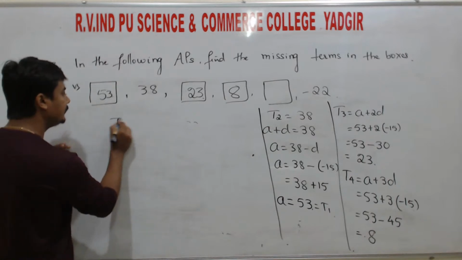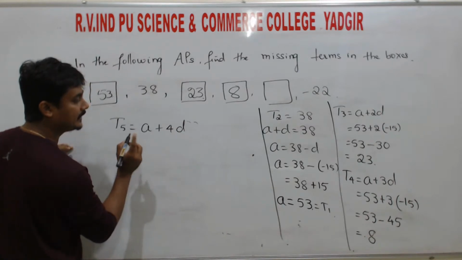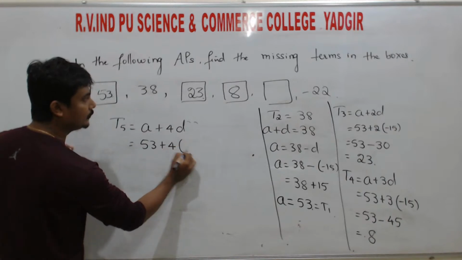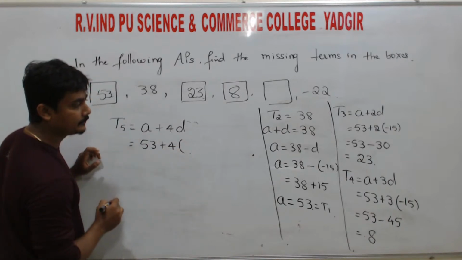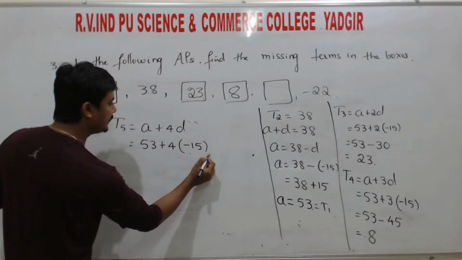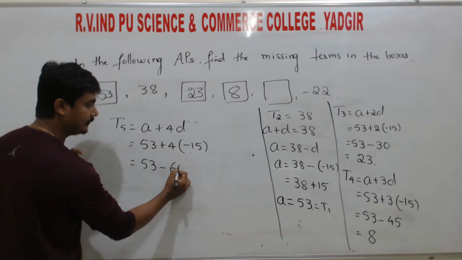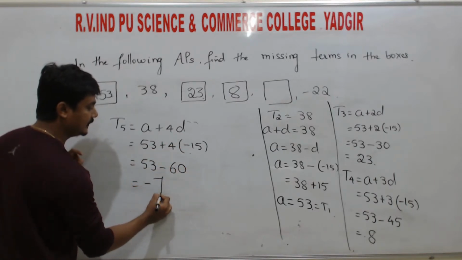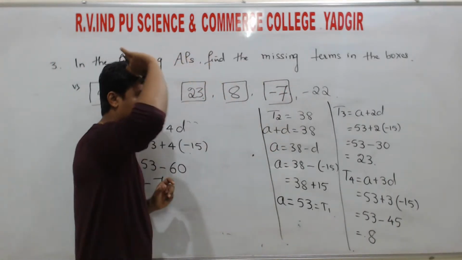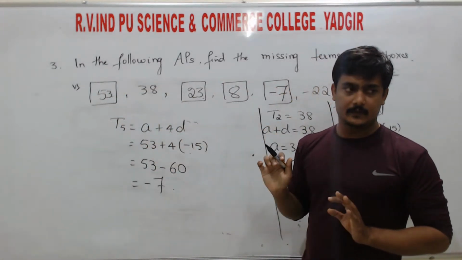What is the T5 formula? a plus 4 into d. So what is the a value? 53 plus 4 into what is the d value? Yes. So d value is minus 15. This is 53 plus into minus, minus 15, fours are 60. This is our minus 7. This is how we find out all the missing terms, right?